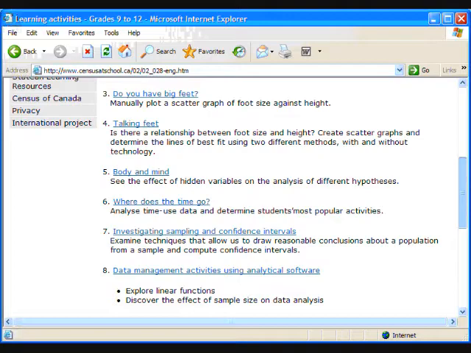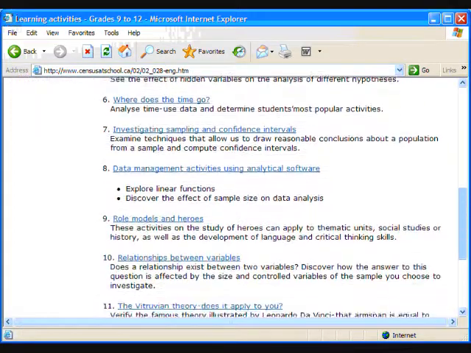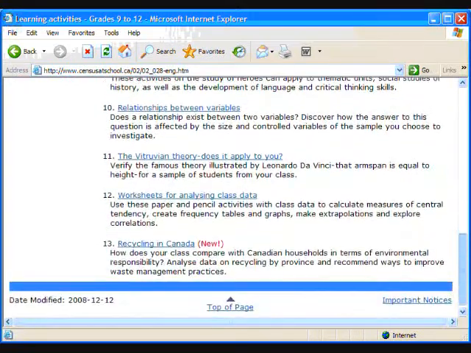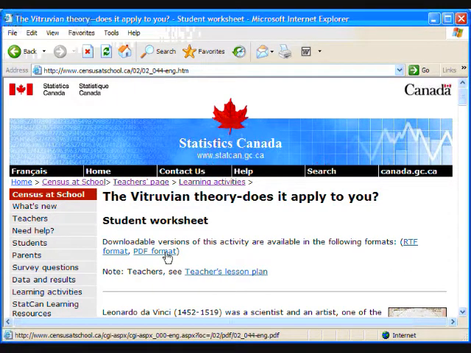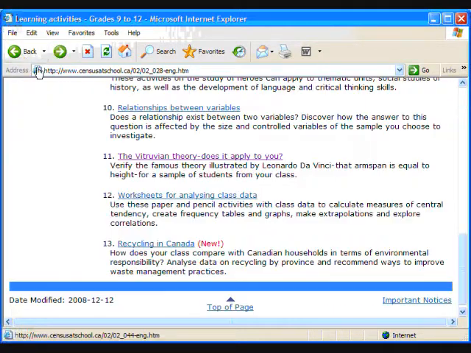Both Math Equals Games and Investigating Sampling and Confidence Intervals teach histograms and standard deviation. All the lessons can be downloaded and printed for handing out to your students. Some of the lessons, such as the Vitruvian Theory, in which students create scatter plots using their height and arm span data, contain student pages on which students can complete the lesson, and teacher pages with ideas for introducing and teaching the lesson, as well as possible follow-up enrichment activities.